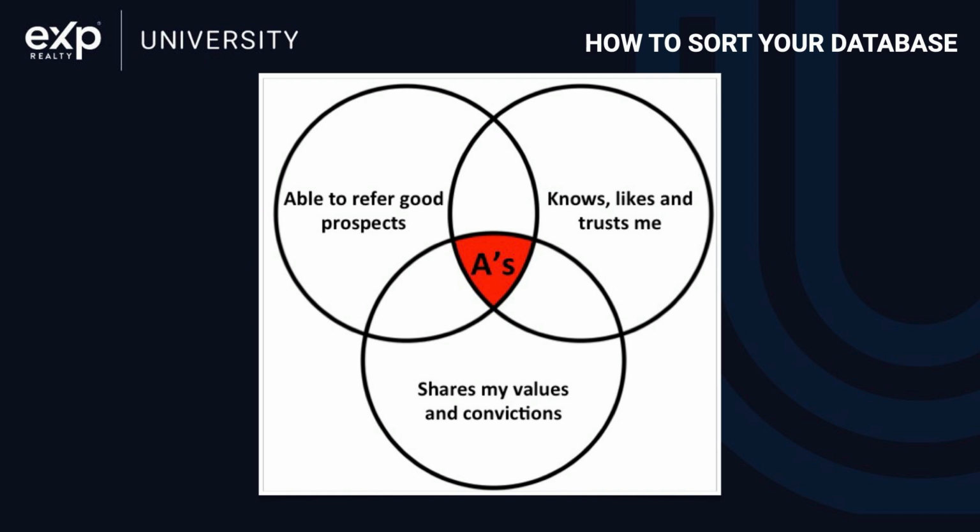Where you've got these 3 questions that intersect, in other words, someone ticks all 3 boxes. They are able to refer good prospects to you. They are already close to knowing, liking, and trusting you. And they are aligned with your most deeply held values and convictions. If somebody ticks all 3 boxes, that is 100% one of your advocates.